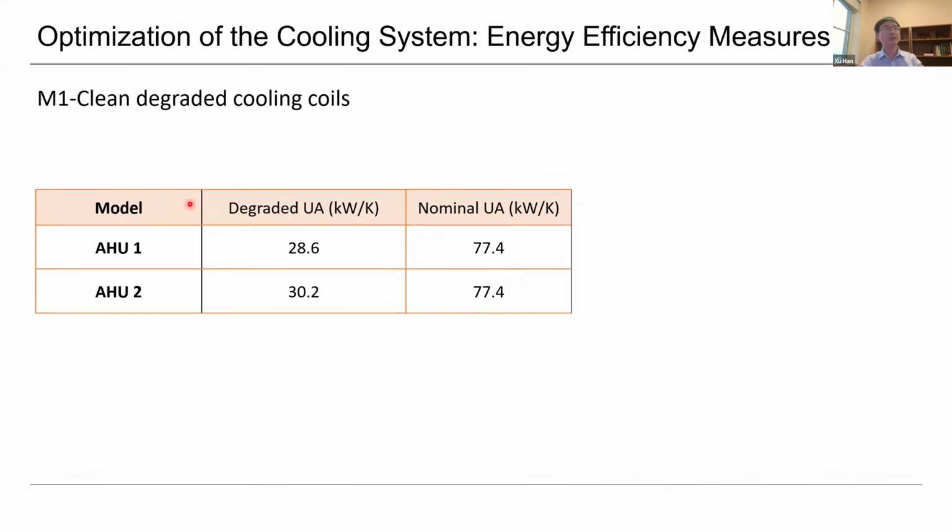So the first one is clean the degraded cooling coil. This is because what we found when we did the calibration is that the nominal UA value is 77, but the actual UA value is just 28 or 30. So that means the cooling coil was degraded a lot. So immediately we thought, okay, probably we need to clean the cooling coil. And this is our first measure.